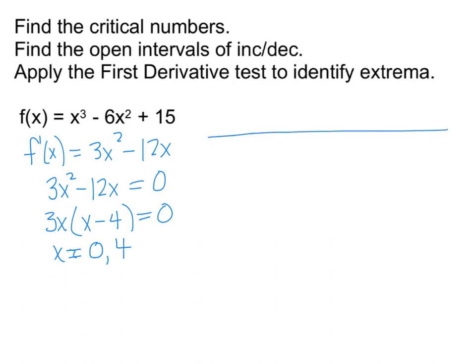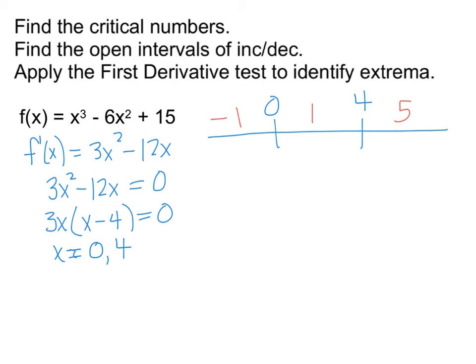So I make a sign chart, right? And I have 0 and 4. And so I need to pick a value in each of these intervals. So I'm going to put a -1 here, and I'm just picking a number. I'm just trying to pick an easy number because I don't want to do a whole lot of math. And remember, you want to plug these test numbers back into the derivative, not into the original function.